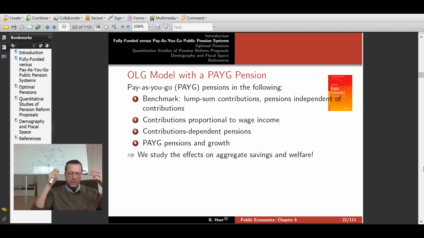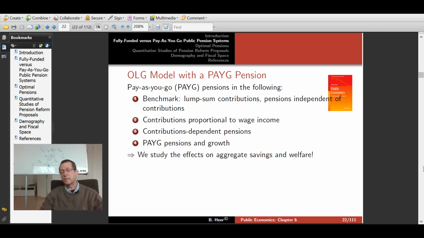You take income from the young and transfer it to the current old generation. And when the young people get old, the next generation will pay for them. So in 10 years, I will retire, and hopefully my students will pay my pension.